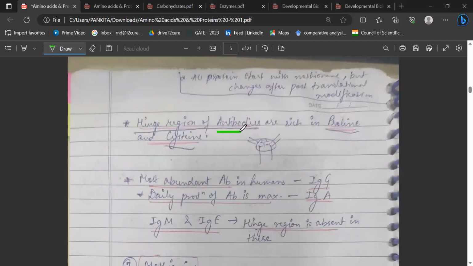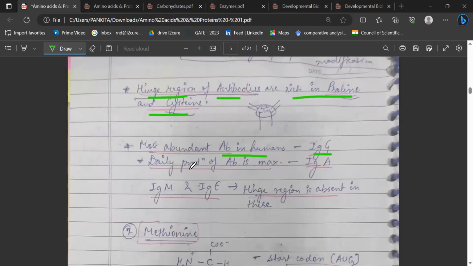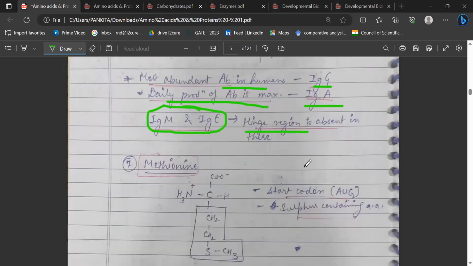So if we talk about antibodies, the hinge regions in antibodies are rich in proline and cysteine. And this is just a general fact that all proteins start with methionine, but it changes after post-translational modification. The most abundant antibody in humans is IgG. The daily maximum production of antibody is IgA. And in IgM and IgE, hinge regions are absent. So basically, they might not contain proline or cysteine in the hinge region. This is the general information.